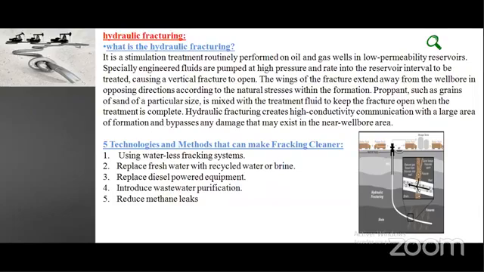Proppant, such as grains of sand of a particular size, is mixed with the treatment fluid to keep the fracture open when the treatment is complete. Hydraulic fracturing creates high conductivity communication with a large area of the formation and bypasses any damage that may exist in the near wellbore area. Five technologies and methods that make fracking cleaner.